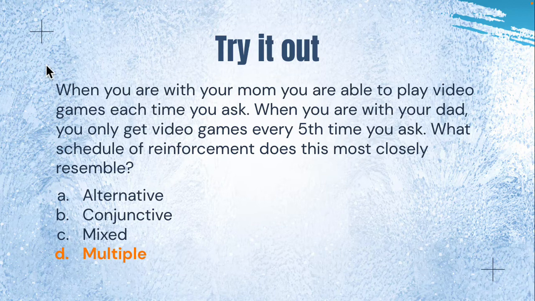All right, the answer to this is multiple. Well, why is it multiple? It's multiple because it's 2 simple schedules, an FR1 every time you ask your mom, and an FR5 every 5th time you ask your dad. They are available successively, so one and then the other.